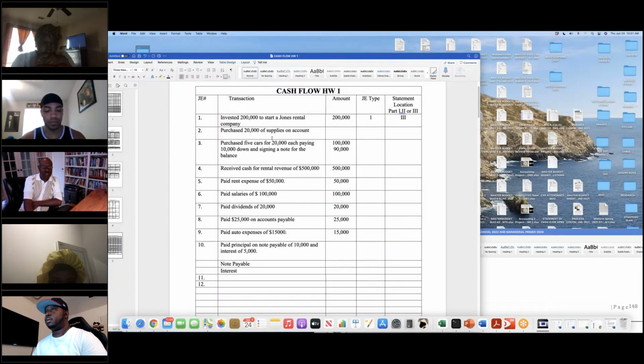Then we purchased 20,000 in supplies on account. What type is this? A 12. So what are we going to do with this 12? We're not going to use it, so we're going to scratch it. Then we purchased 5 cars for 20,000 each, paying 10,000 down and signing a note for the balance. So what are we going to do here? I used type 7 and 5, and it made it a location 2 and 3.